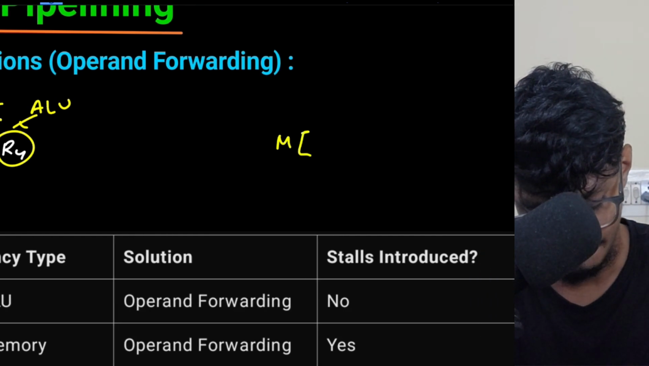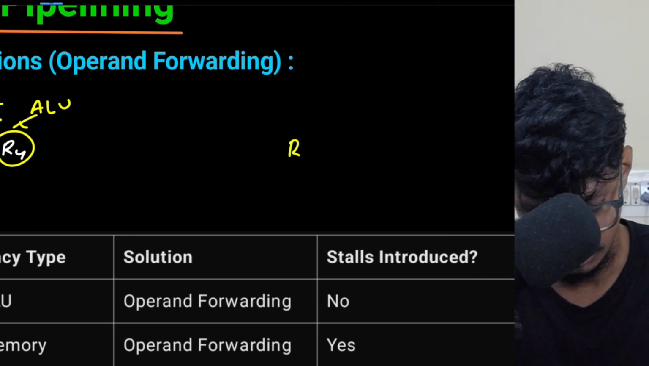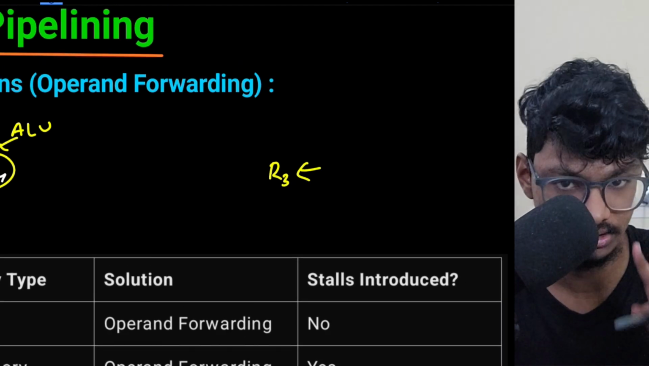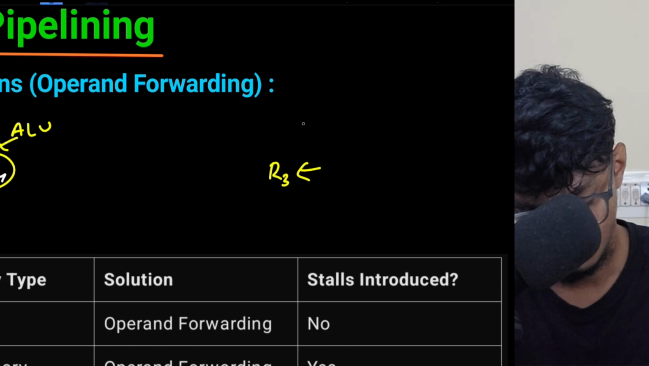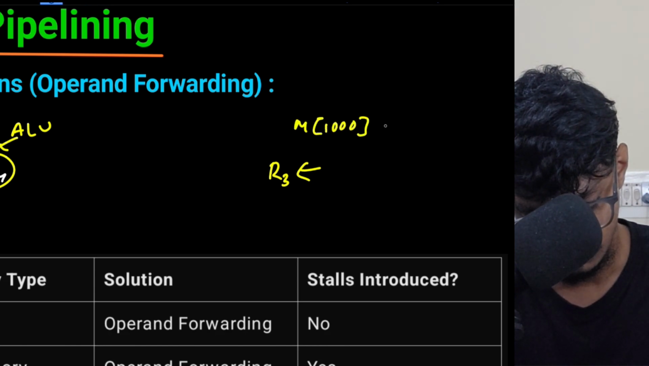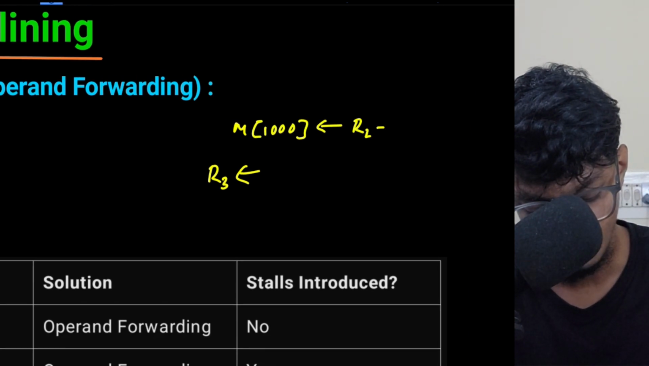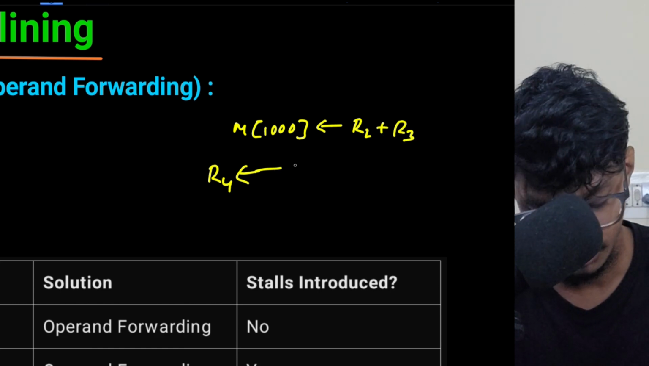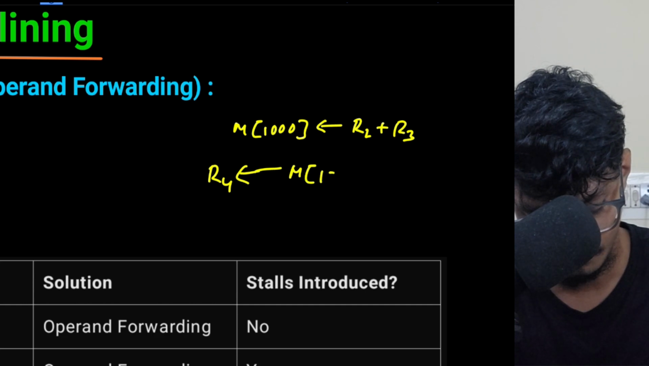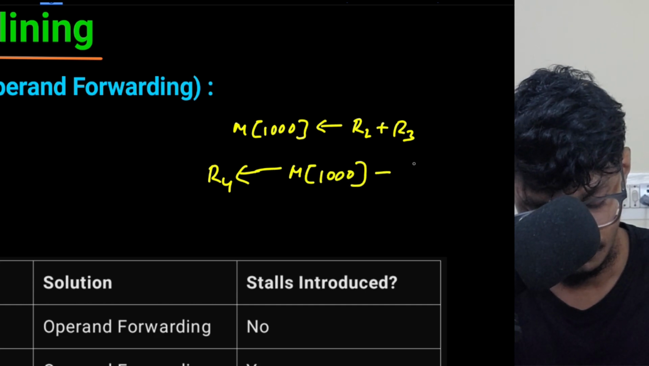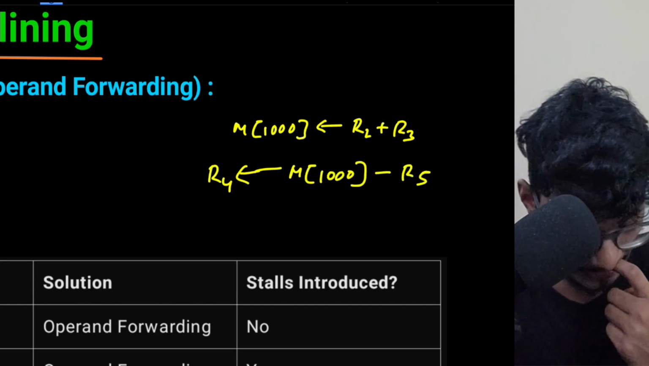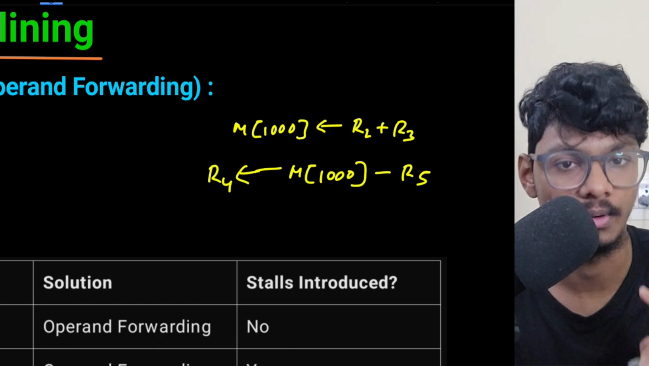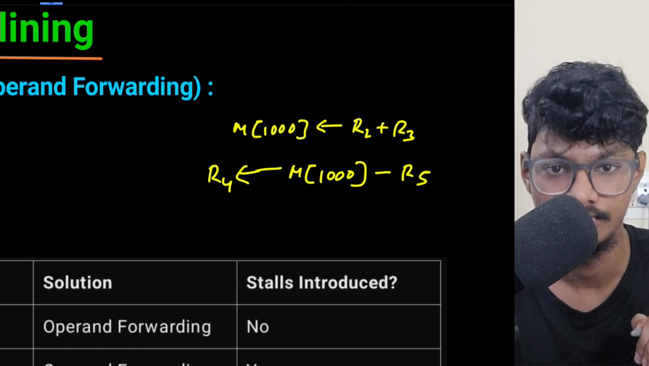What if I told you to use a memory location instead? What if the instructions are these: first M1000 equals R2 plus R3, and then R4 equals M1000 minus R5. Now can I use operand forwarding here? Can I use operand forwarding here? The simple answer will be no.